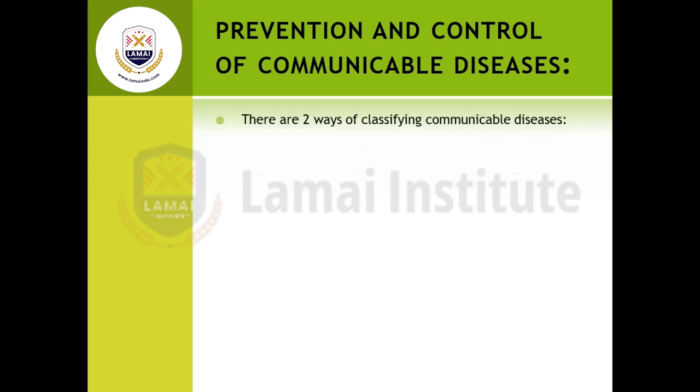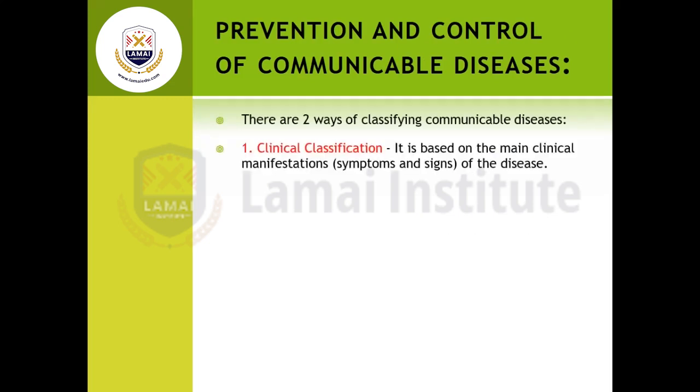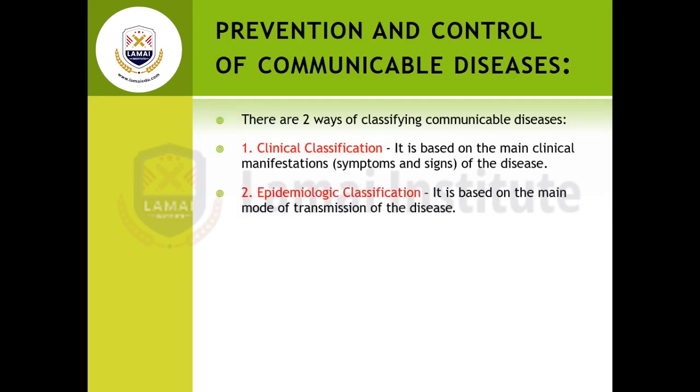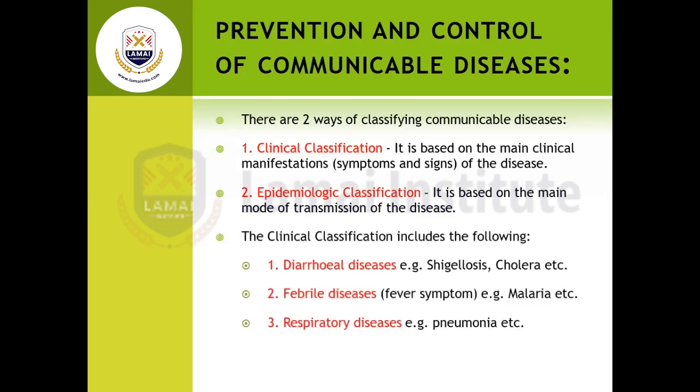There are two ways of classifying communicable diseases. Clinical classification, which is based on the clinical manifestations, symptoms or signs of the disease. And epidemiologic classification. When you look at the clinical classification, this basically includes the following: diarrheal diseases, febrile diseases, and also respiratory diseases.